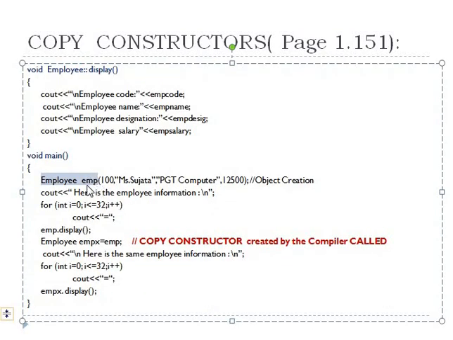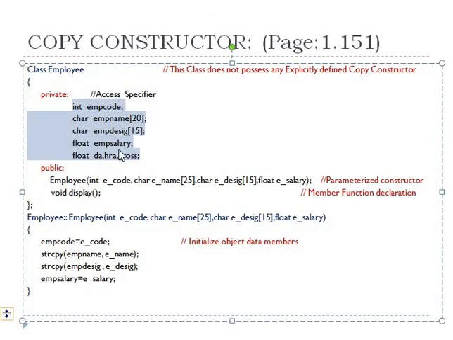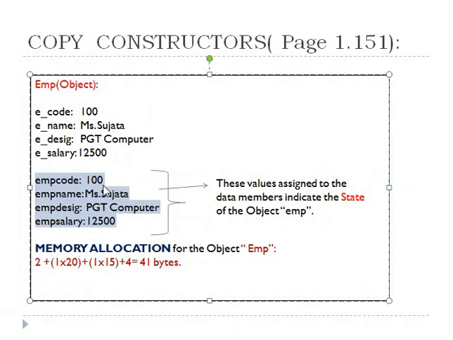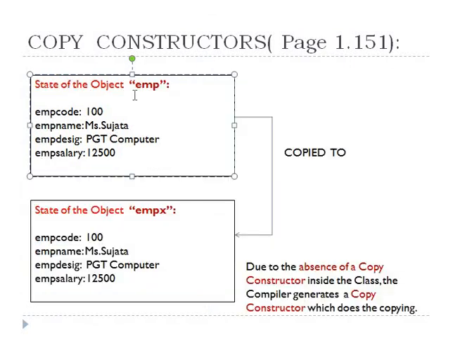So for our object named EMP created out of the class employee, having these data members, these values will indicate the state of this object EMP, because they indicate the values which are assigned to these data members. As a result, the current state of our object EMP will look exactly like this. The data member EMP code will have this value, EMP name this value, EMP desig this value, and EMP salary this value.